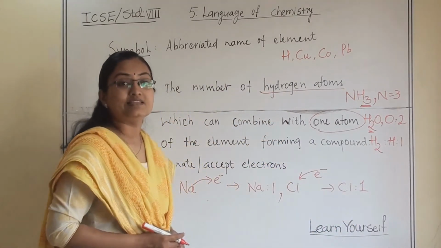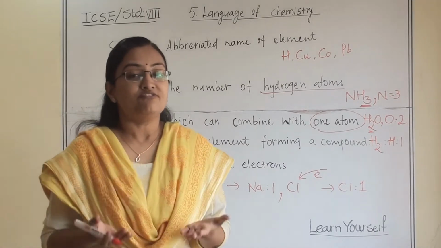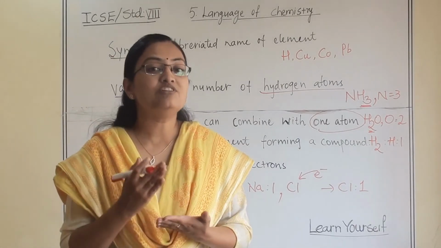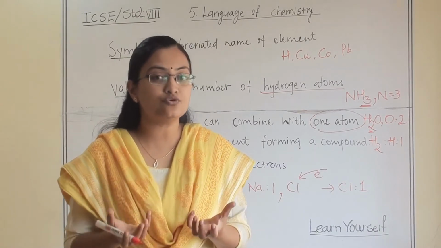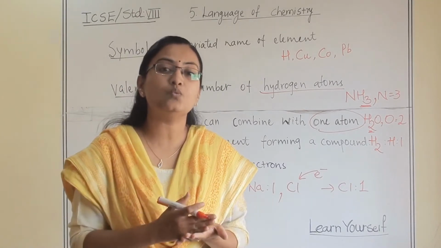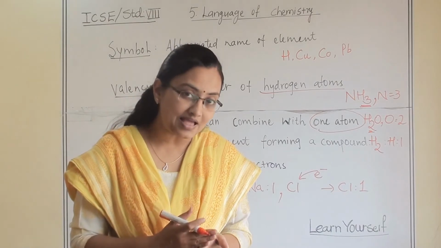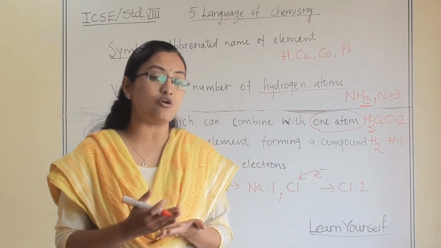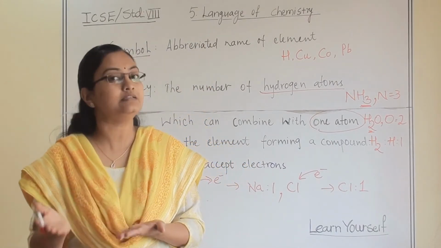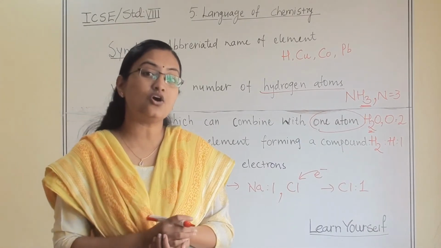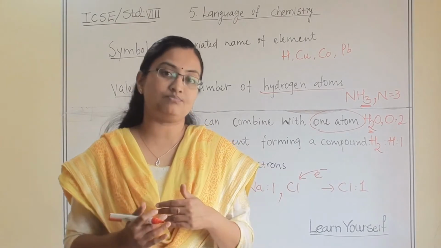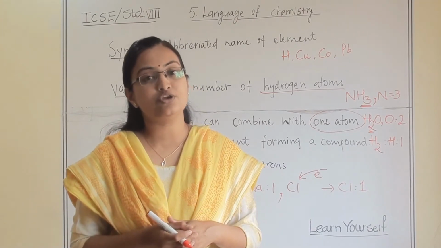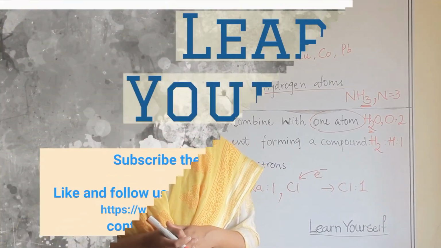So, valency we are defining from 2 different concepts. The first concept is how many hydrogen atoms are combining with any particular element. That will be the valency of the element other than hydrogen. And the second concept, how many electrons they are donating or accepting. That will be the valency of that particular element.